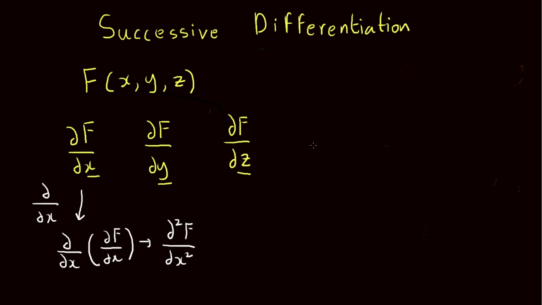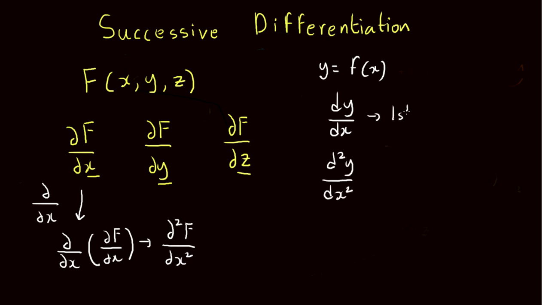Just like how you normally have y as a function of x, and you do dy dx for the first derivative, and for the second order you do d square y dx square. So this is the first order, and this is obviously the second order of derivative. We also have a similar thing for partial differentiation. We also have del square f del x squared.